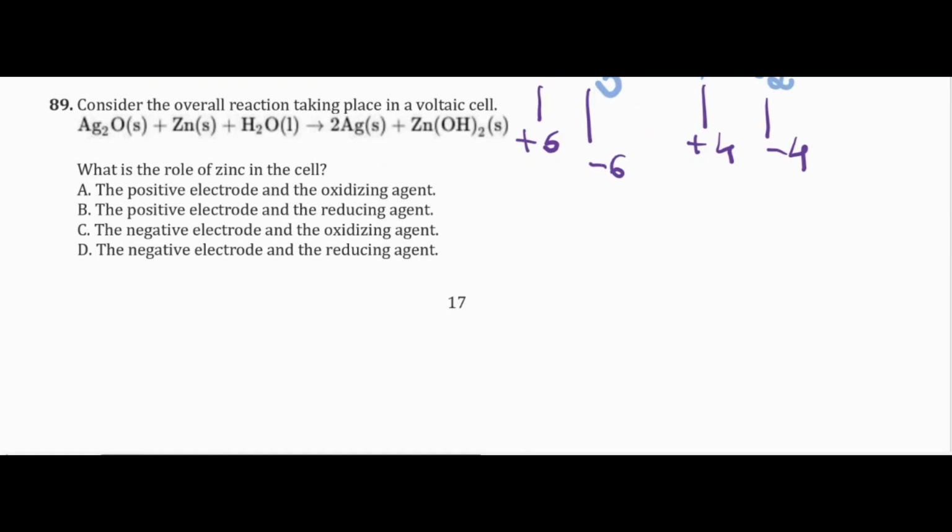Consider the overall reaction taking place in a voltaic cell. What is the role of zinc in the cell? So zinc goes from an oxidation state of 0 to one of, well, hydroxyl. That's minus 1. That will be minus 2 because of that there, which means the zinc will be plus 2. So it's oxidized. So the positive electrode, no, not the positive electrode. It's a voltaic cell, so it'll be the negative electrode, C or D. We've just said that it's oxidized, so it'll be the reducing agent, and that's D.